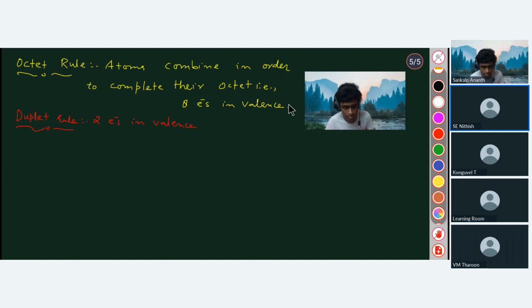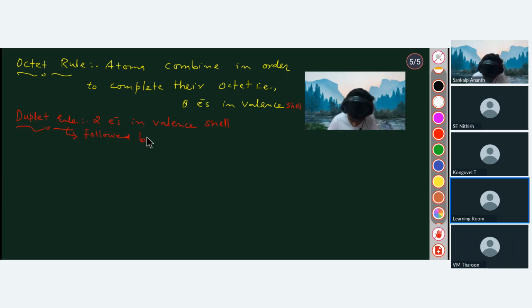Like helium. First write down the duplet rule: it means 2 electrons should be there in the valence shell. You have to remember that the duplet rule is followed only by a few elements: hydrogen, helium, similarly lithium and beryllium. Only these 4 elements follow the duplet rule.